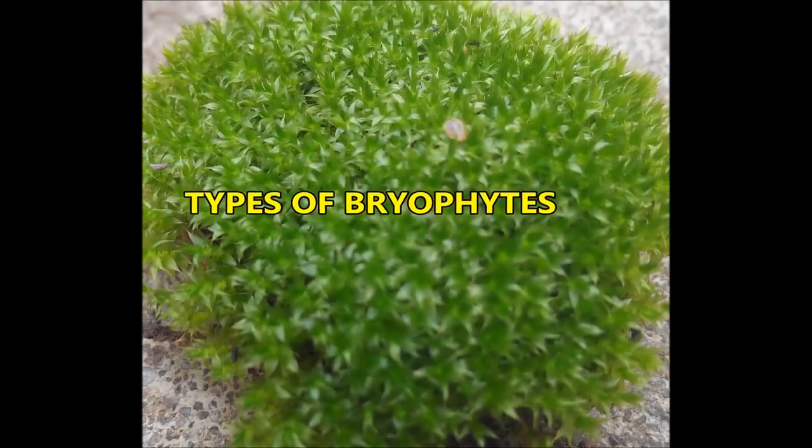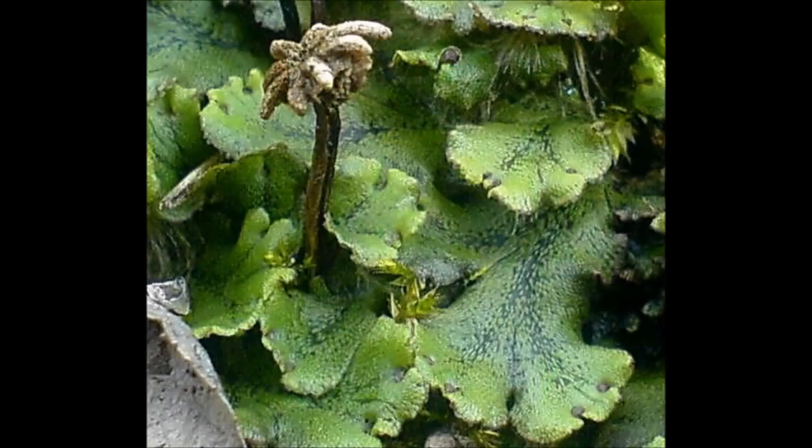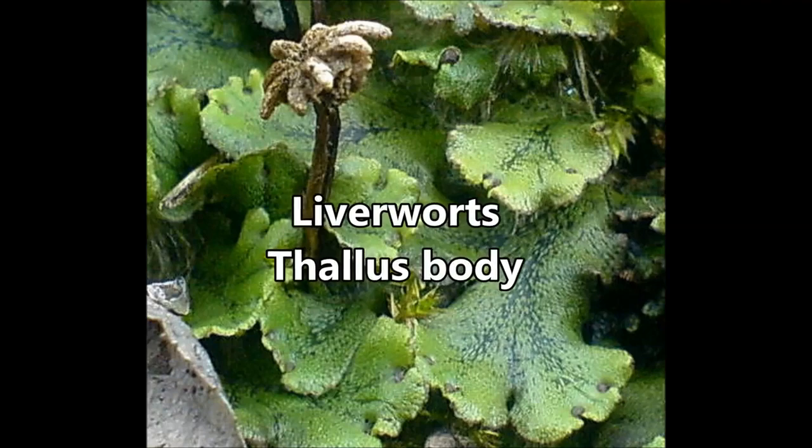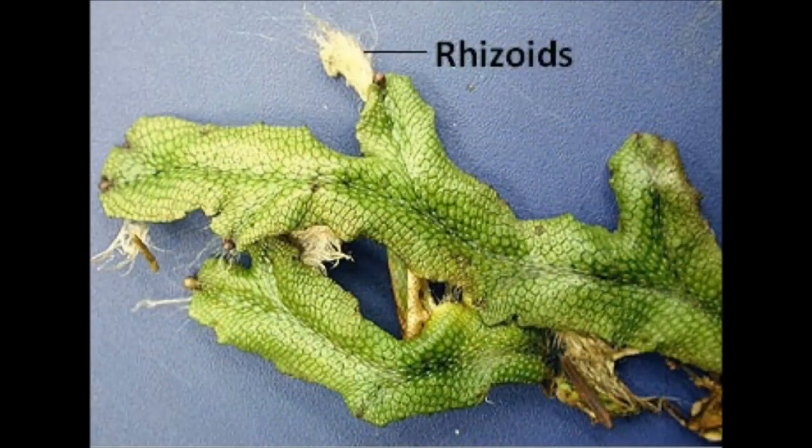Types of bryophytes. There are 3 types of bryophytes: mosses, liverworts, hornworts. Liverworts. Liverworts are small, less than 10 cm long thallus body. The thallus is dorsoventral and closely appressed to the substrate. They have rhizoids, flattened stems with overlapping scales or leaves.